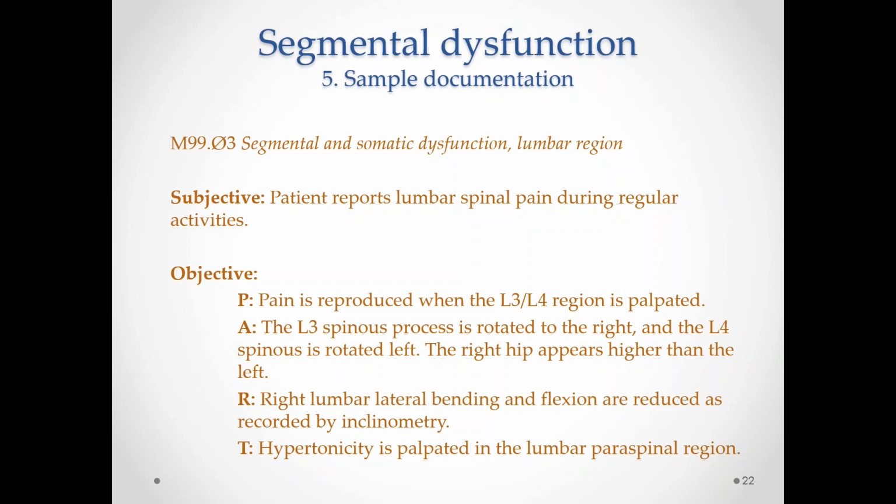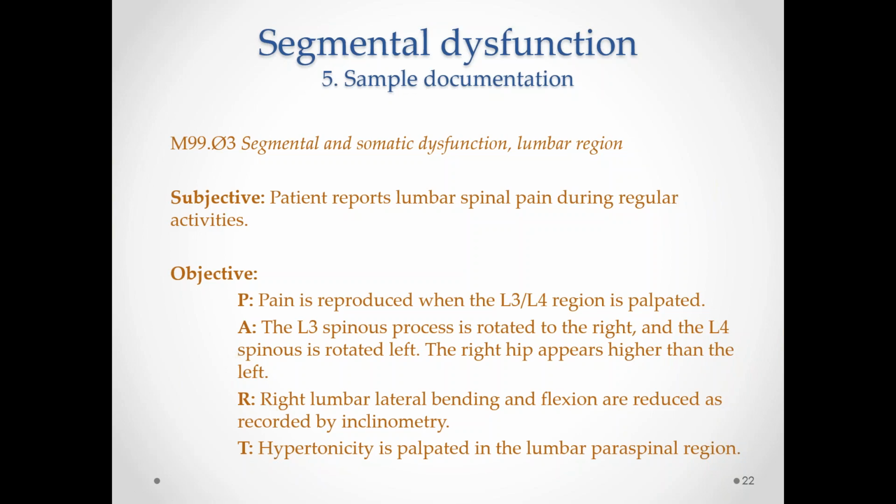So there's some pain when they palpate it. There's asymmetry that I've documented. There's range of motion problems, and there's some tissue or tone problems. So you don't have to have all 4 of those there in every note for every M99.0, but you've got to have 2 for Medicare, and one of them needs to be the A or the R. Again, I'm kind of brushing over this. It would take a little longer to discuss PART in more detail, but that's just one way you can capture that information. Okay.